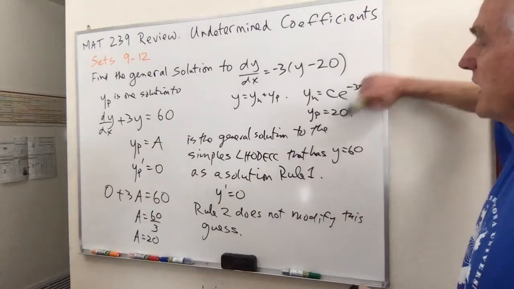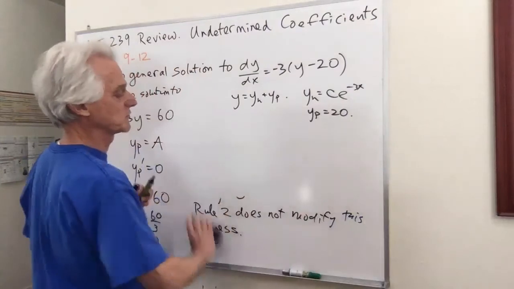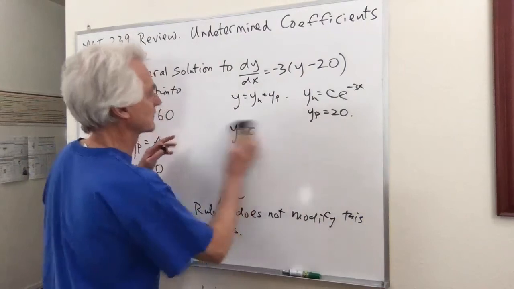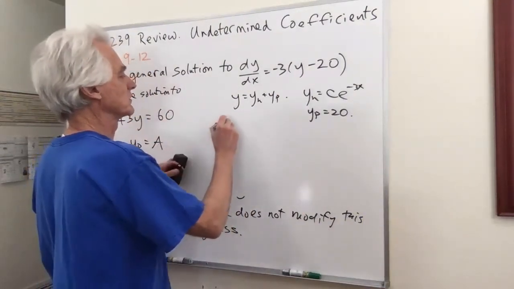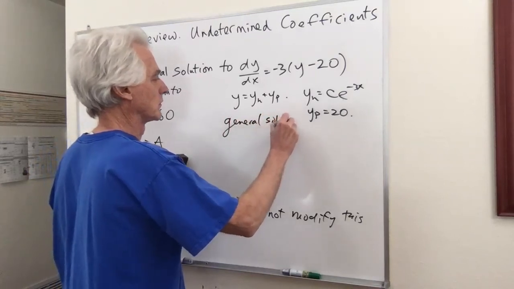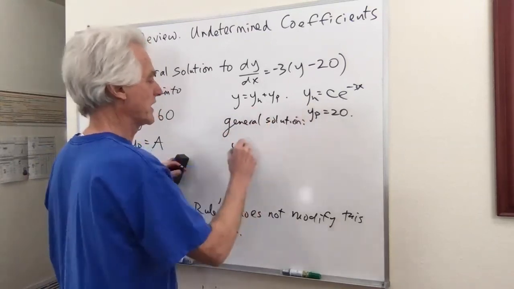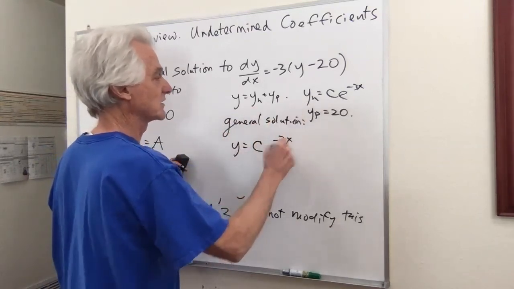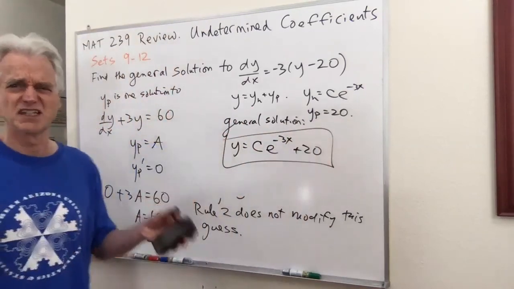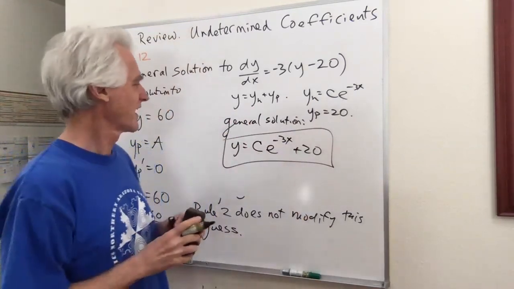Okay, all right, we got it. So that means that the general solution is yh plus yp, or in other words, y is c e to the minus 3x plus 20. Okay, so now this is the 17th time, whatever, that we've obtained this solution. All right? Okay, bye.